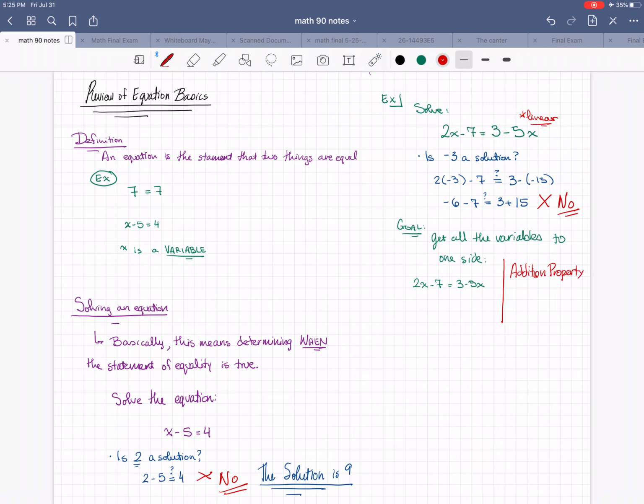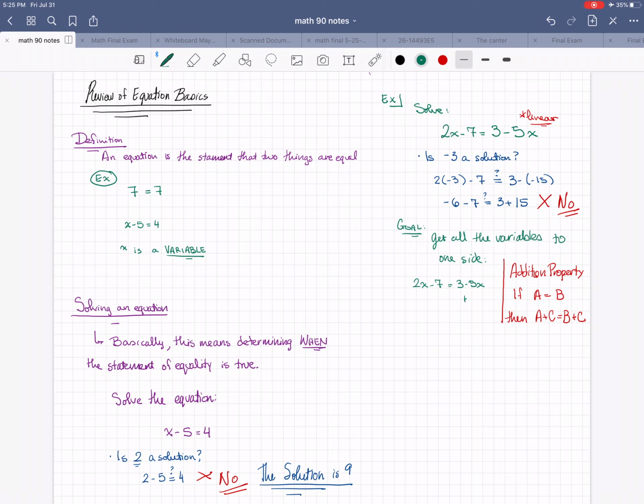And it says that if A is equal to B, then A plus C is equal to B plus C. Now, of course, keep in mind, C here can be anything. It can be positive, it could be negative. So the addition property actually also applies to subtraction. So since my goal is to get all of the variables to one side, it's your call. You can get them to the left or to the right.